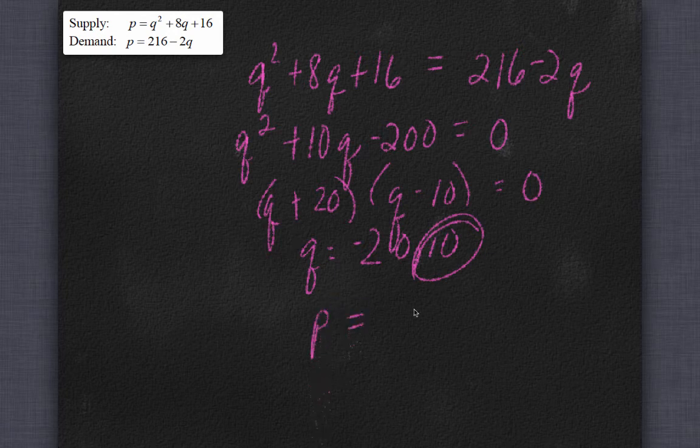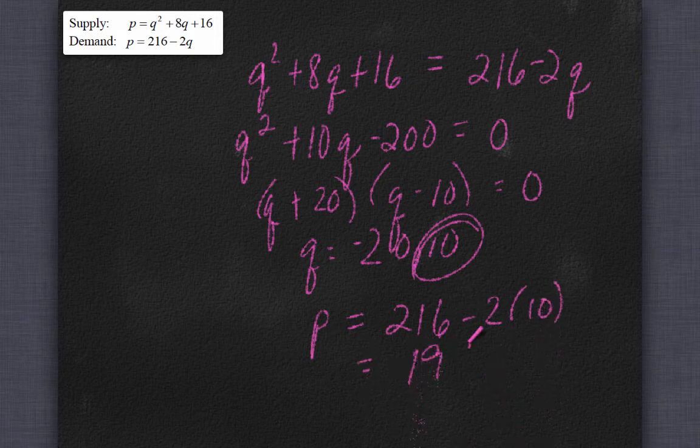So we take that the quantity equals 10. That means the price is 216 minus 2 times 10, which is 196. I could have also plugged it into there. We had set these equal, so that quantity will give them both the same. I just didn't want to deal with this quadratic. I'd rather just deal with this line, so I chose the line.